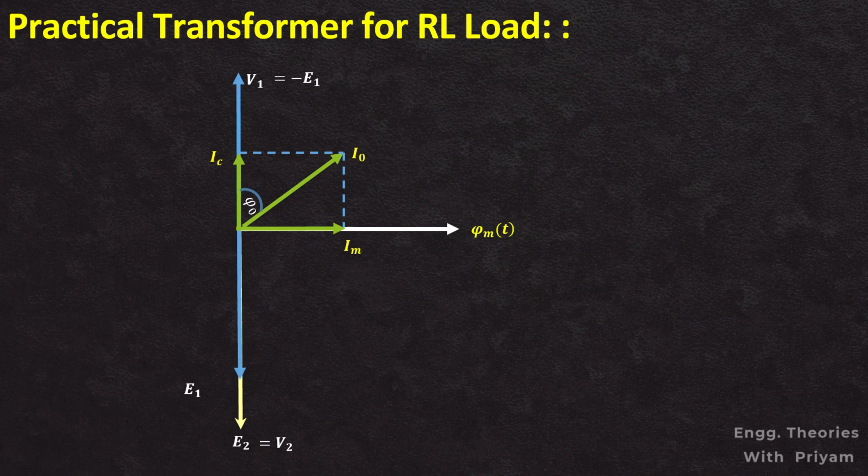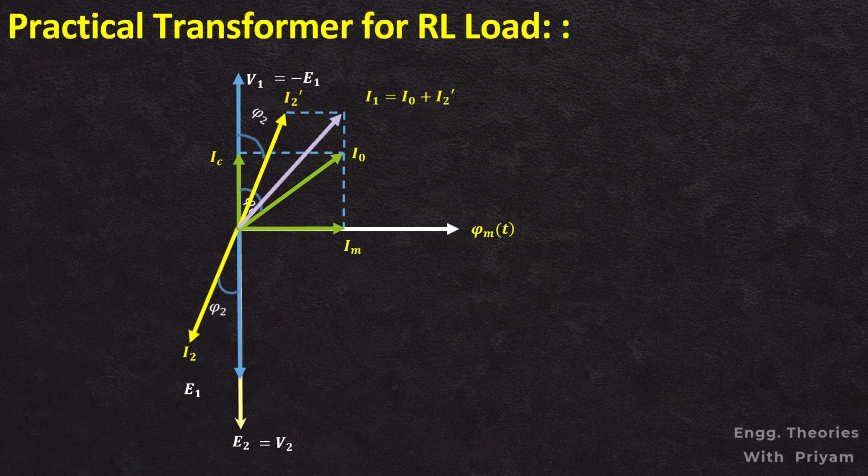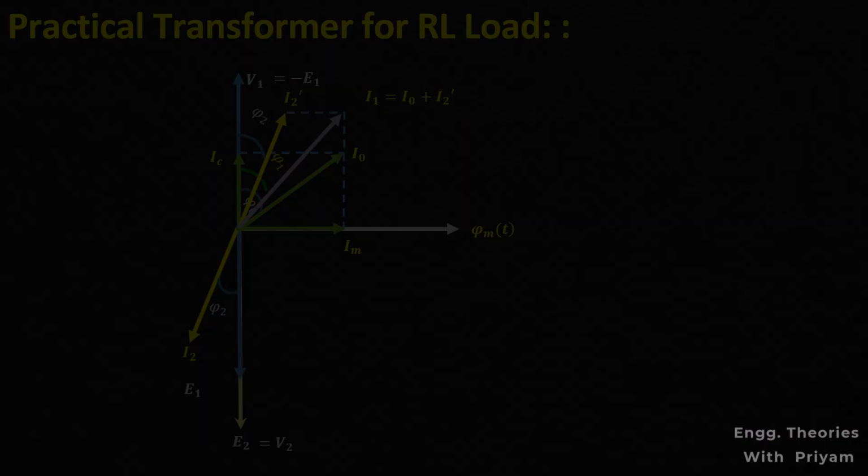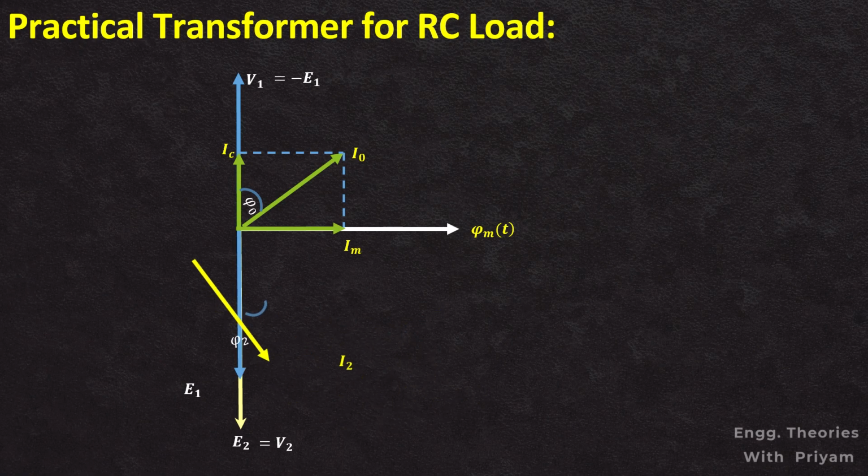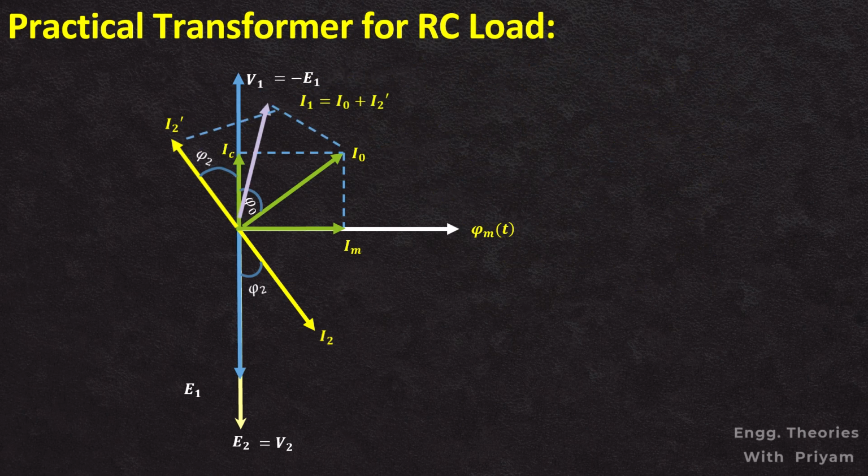For an inductive load or RL load, the secondary current I2 lags the induced voltage E2 or load voltage V2 by an angle of phi 2, and the corresponding reflected primary current I2 prime will lead the primary voltage V1 by the same angle phi 2. The total primary current I1 is the vector sum of the no-load current I0 and the reflected current I2 prime, leading to a phase angle of phi 1 with respect to the voltage V1. For the capacitive load or RC load, the secondary current I2 leads the induced voltage E2 or V2 by an angle of phi 2. The corresponding reflected primary current I2 prime will lag the primary voltage V1 by the same angle phi 2. The total primary current I1 is the vector sum of the no-load current I0 and the reflected current I2 prime, resulting in a phase angle of phi 1.